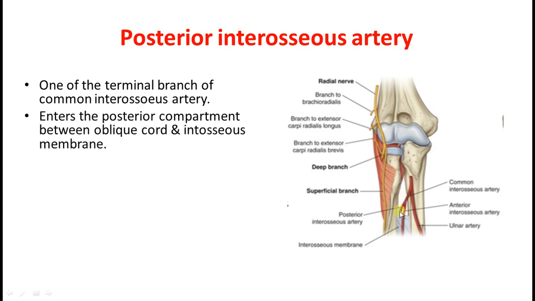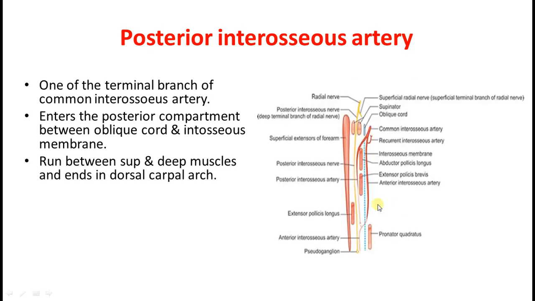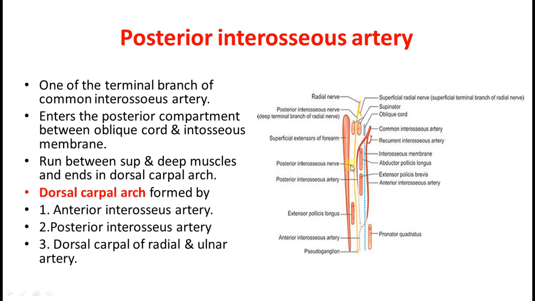So it is going to enter the posterior compartment in the gap between the upper border of the interosseous membrane and the oblique cord, which we have seen in the superior radio-ulnar joint. Then it is present between the superficial and the deep extensor groups. And finally it ends in the dorsal carpal arch.